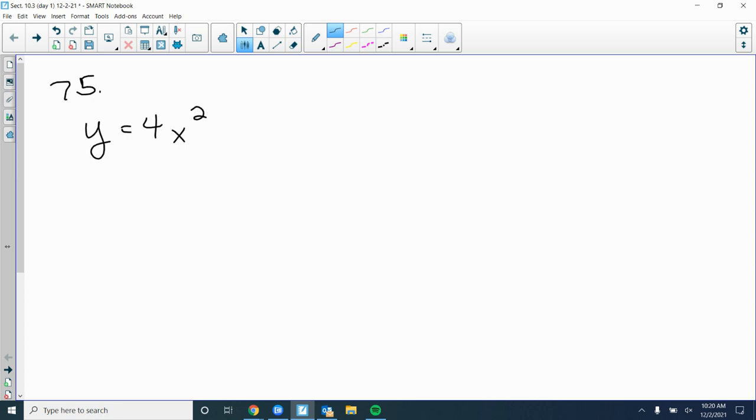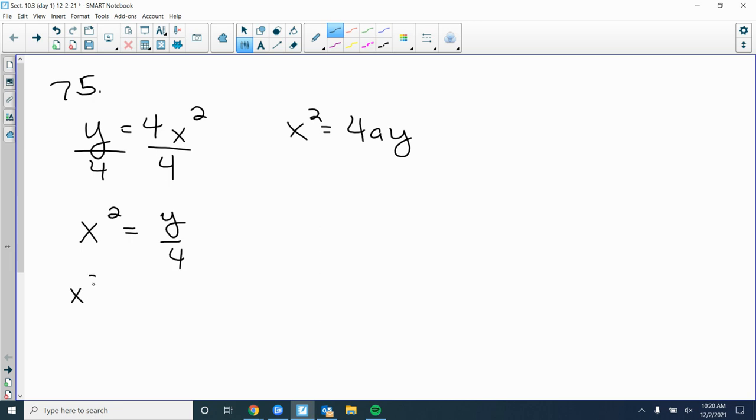And that other format says... you were so conditioned to do y by itself. I understand that. But we need to get it in this x squared equals 4ay form. Basically, you want the x squared by itself. To do that, you would divide by 4. I'm just going to flip the order. So you get x squared equals y over 4, which we can think of as x squared equals 1/4 y.